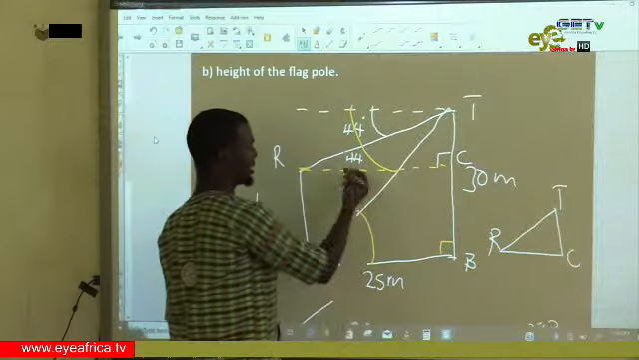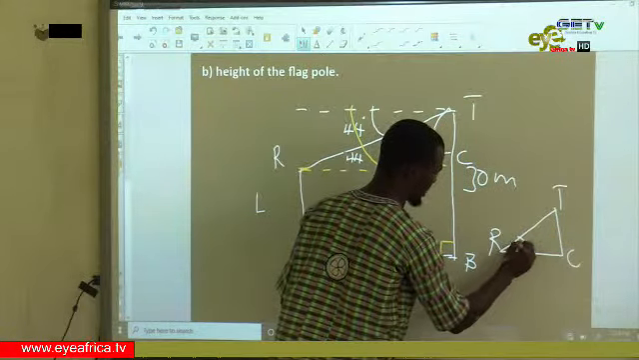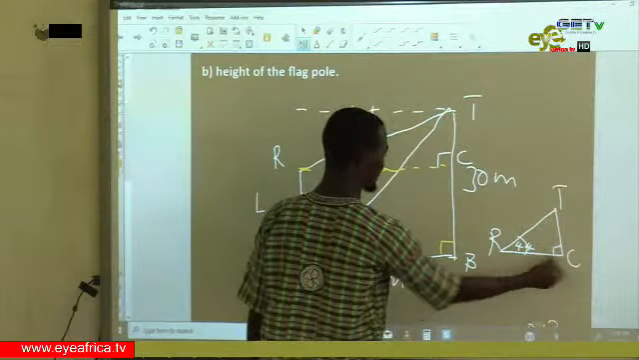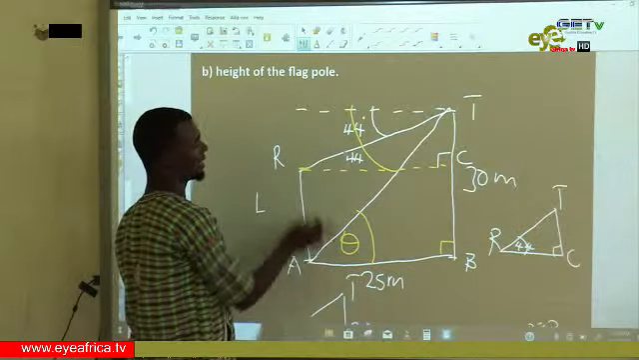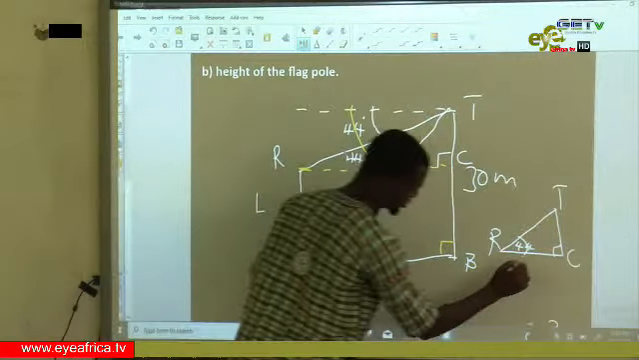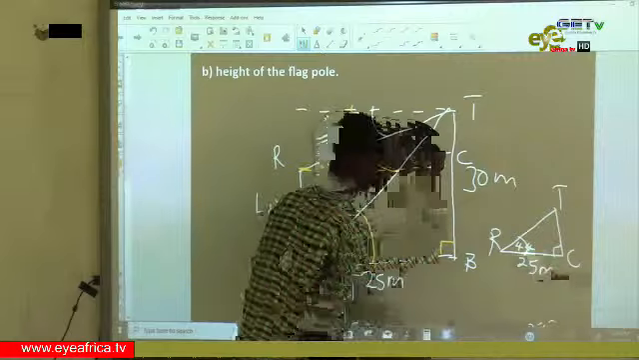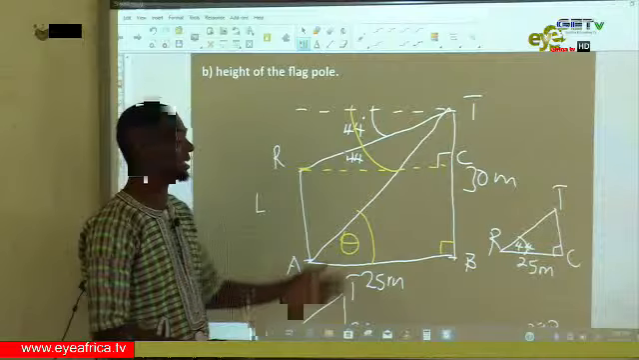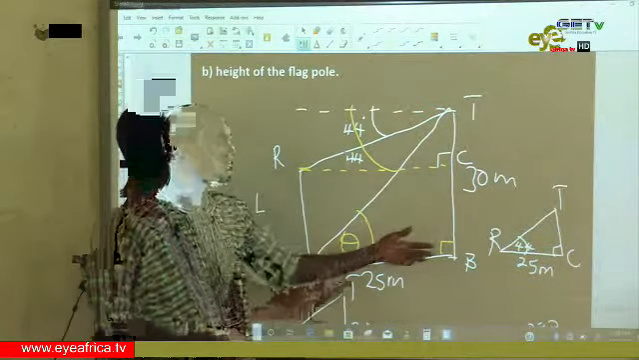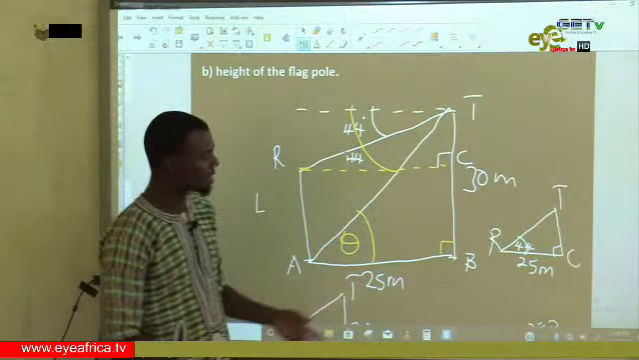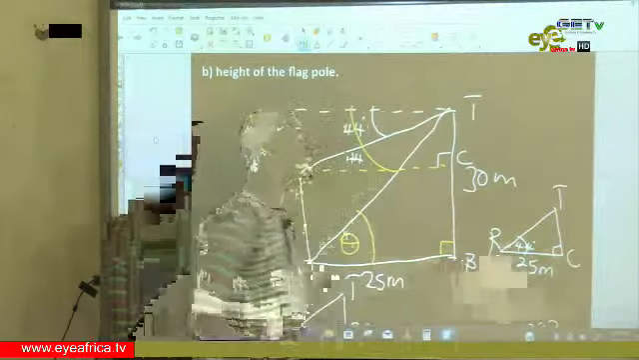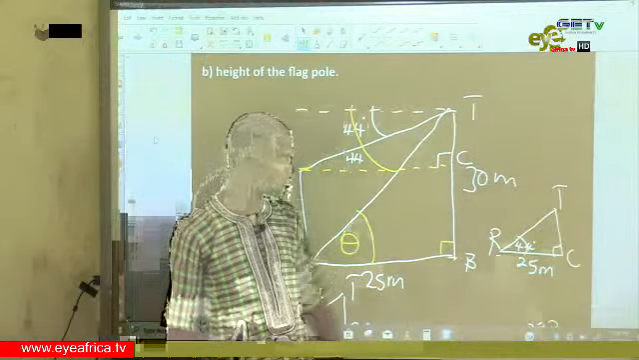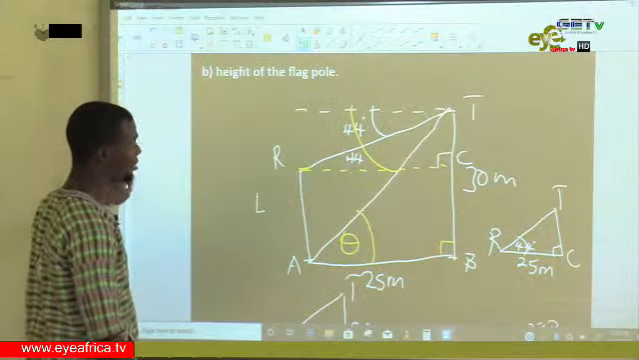RTC. So in that right angle triangle, we have 44 here as the angle, and this is theta. This line here, that is 25 meters, is equal to the line RC, which is also 25 meters. We have an angle and a side on the triangle. To find the other side, we use the trigonometric ratio. We have 44 degrees, and we are finding TC, which is opposite to the 44 degrees. So what do we use to find that?